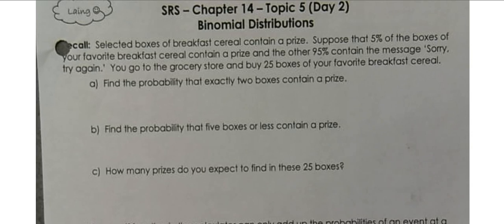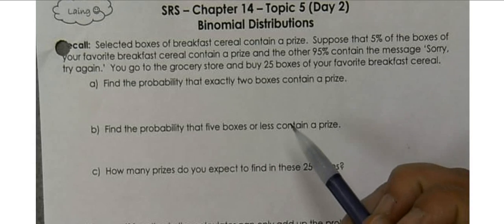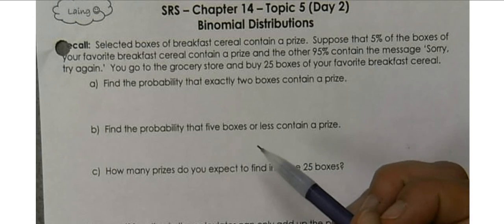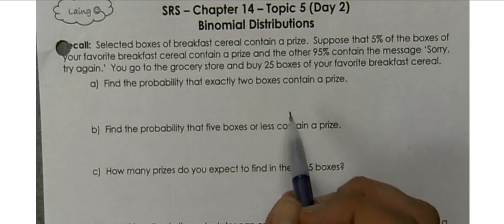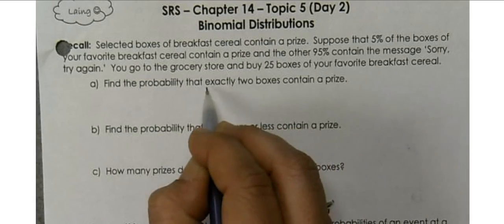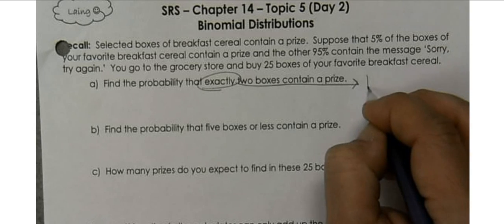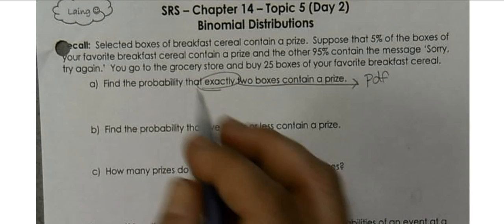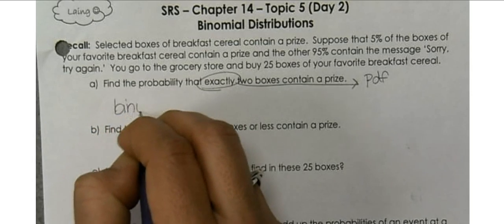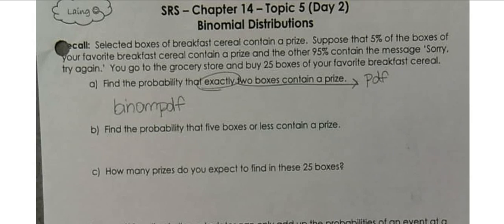So you get excited, you go to the grocery store and buy 25 boxes of your favorite breakfast cereal, perhaps getting ready for the apocalypse, I don't know. So you're going to find the probability that exactly 2 boxes contain a prize. When you see exactly, we said that that's going to be the binomial PDF distribution that you use, because we want exactly 2. So what that means is that in our calculators, and we should write this as our quote-unquote work, is that we're going to use the binomial PDF.